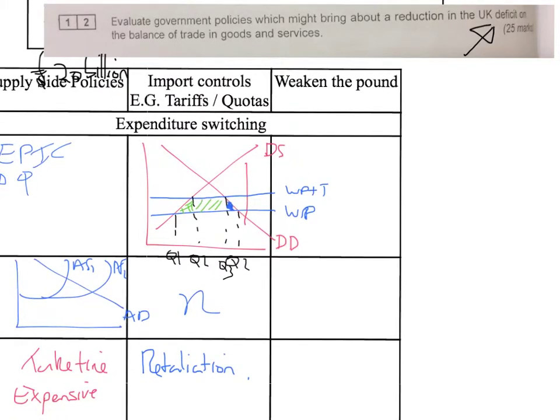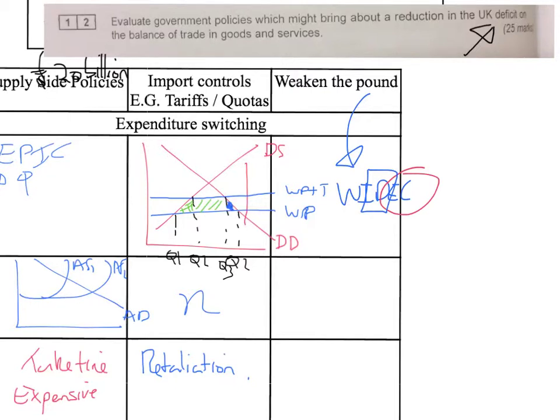So the last one is weakening the pound. That's one option, and I like this option. It's a good one. So when you talk about weakening the pound, you don't really have to waste time saying how you weaken the pound. There are a few options. One of them is to reduce your interest rates, but the main thing you've got to say is WIDEC, and talk about how weakening the pound would make our goods more competitive, because exports would be cheaper, and with imports being dear, it means that people from the UK will rather buy their own domestic goods rather than getting imports.